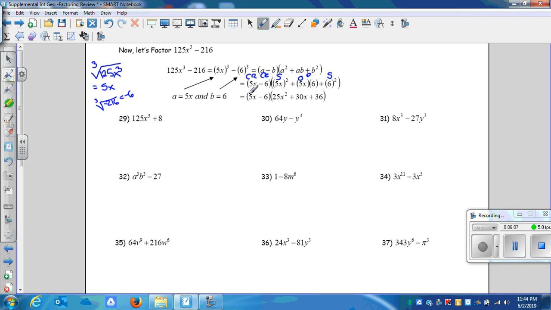So when you simplify this, the crummy remains as 5x minus 6, but the 5x quantity squared becomes 25x squared. 5x times 6 is 30x, and then 6 squared is 36.